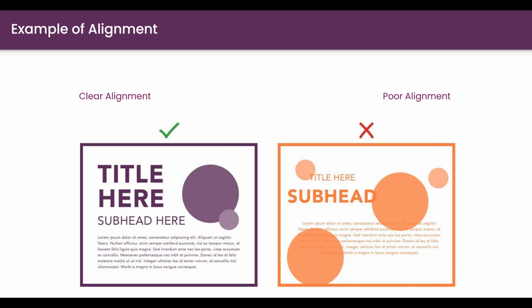All right, and then on the right, we have poor alignment, right? The title is smaller than the subhead, the stuff is just kind of laid out there, and it's very busy. So again, clear alignment will help with good design, and poor alignment is not going to be beneficial for anyone looking at that piece.